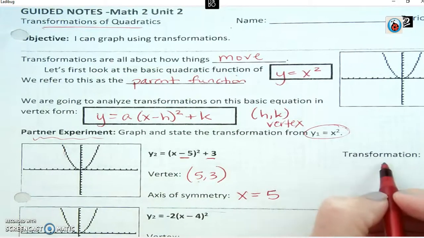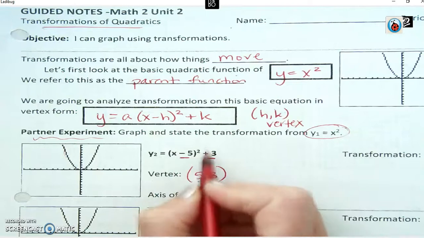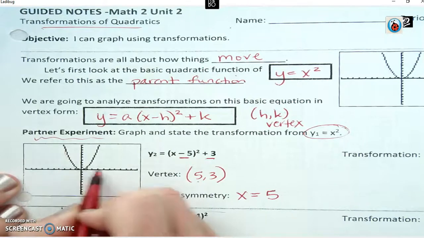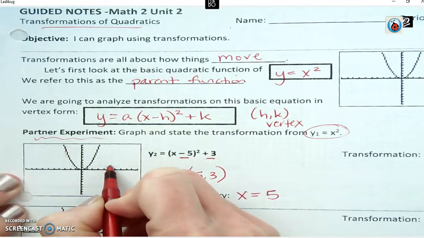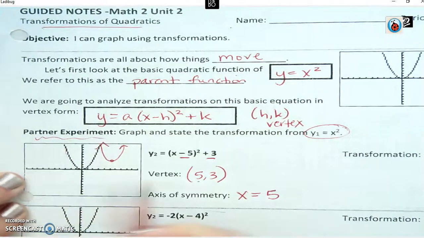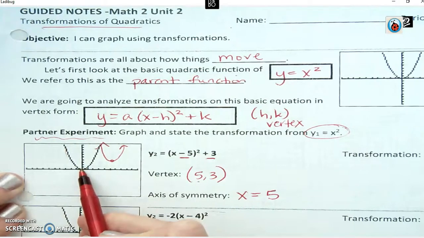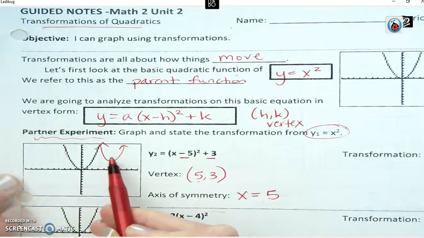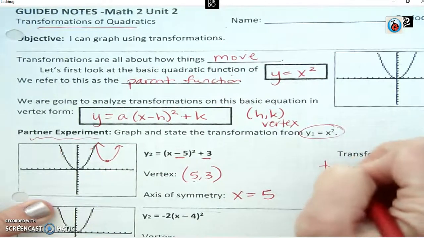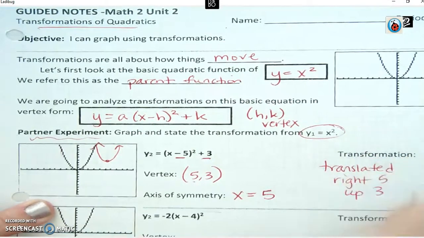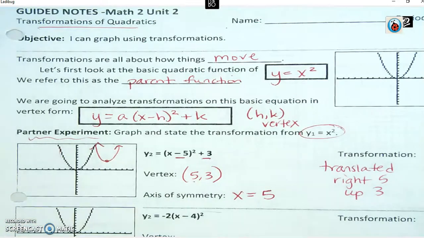All right, here's what we want to learn new today. What transformations have taken place? So if you look at this in Desmos, it would be 1, 2, 3, 4, 5, up 3. And so you can see that from the parent function, it has shifted right 5, or you could say translated right 5 and up 3. Translated right 5 and up 3. That's what transformations have taken place.